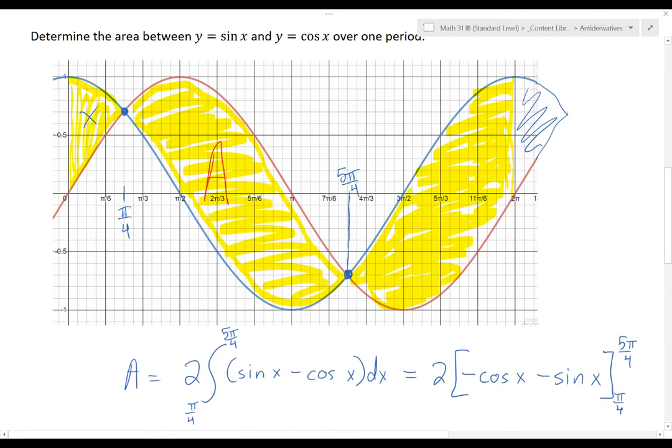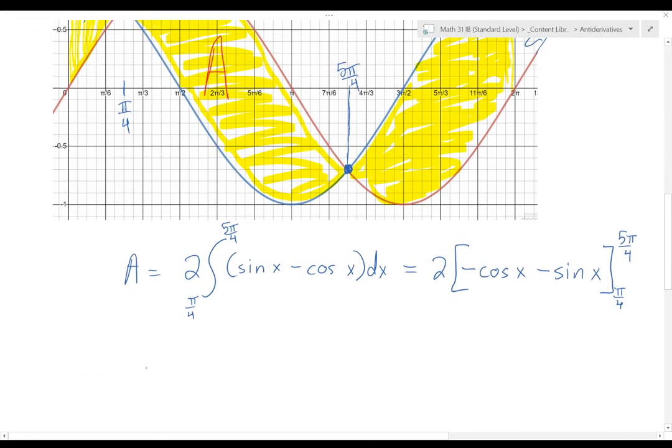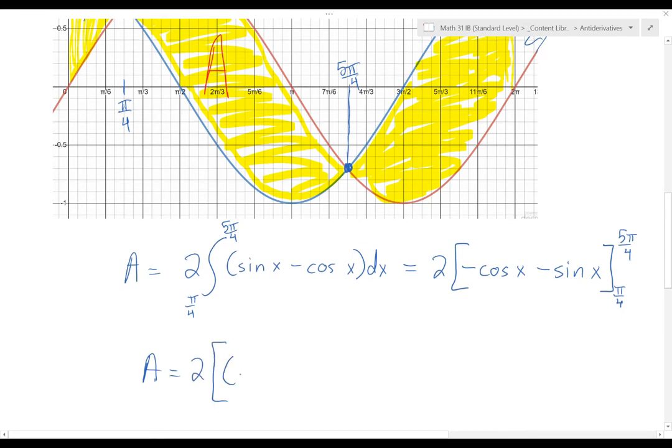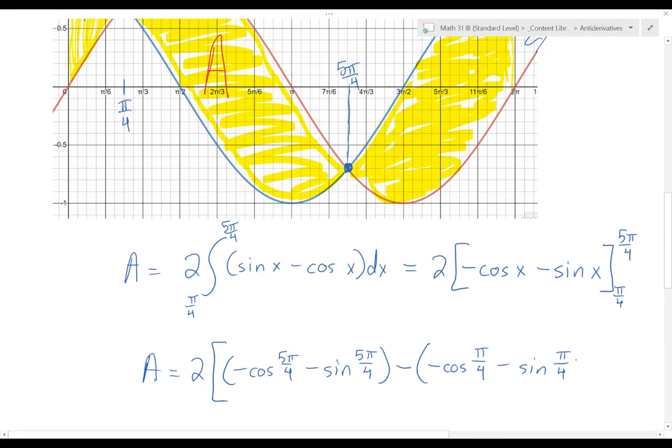So here is the antiderivative between pi over 4 and 5 pi over 4. When I actually substitute in these values, the area is, again, going to be 2 times this when I'm done with it. So negative cos 5 pi over 4 minus sine 5 pi over 4, minus negative cos pi over 4 minus sine pi over 4.